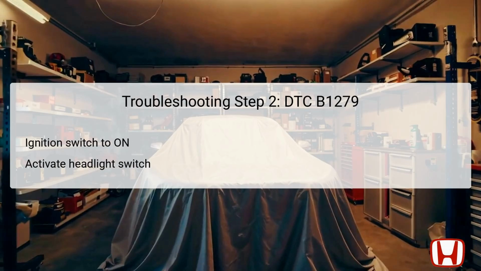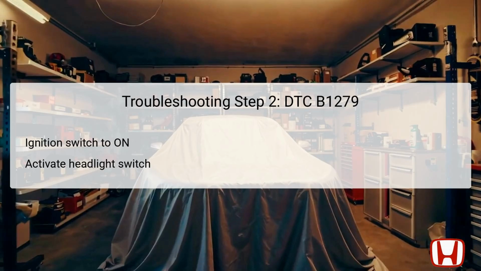In the second troubleshooting step, you will turn the ignition switch to the on position, ensuring that the vehicle's electrical systems are properly activated. This is crucial for obtaining accurate diagnostic information, as it allows communication between the control unit and the diagnostic tools. After that, turn the combination light switch on, which engages the vehicle's lighting systems.